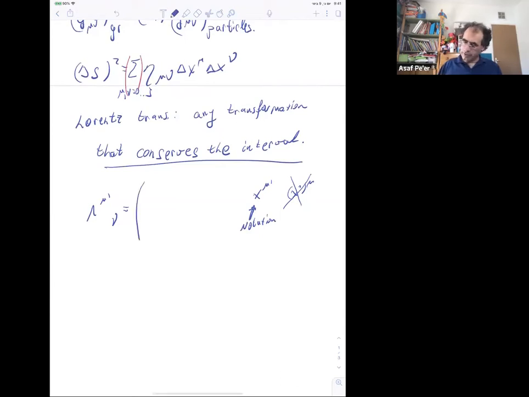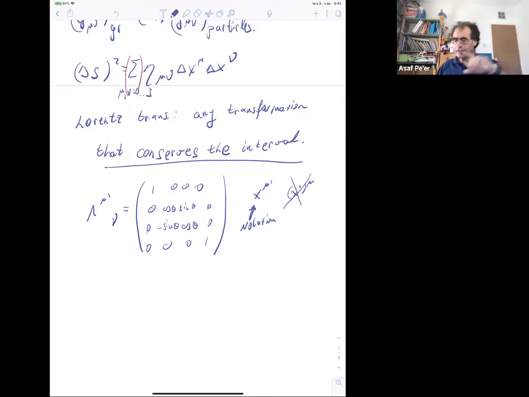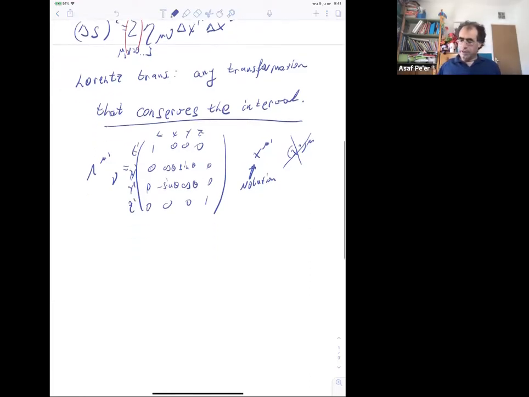So for a rotation, this would be something like 1, 0, 0, 0, then 0, cosine theta, sine theta, 0, then 0, minus sine theta, cosine theta, 0, then 0, 0, 0, 1. Well, it's a simple matrix. It's a rotation. I just added the time, right? If you're confused, the order is time, x, y, z. And this way you can clearly see the mathematical structure of a Lorentz transformation.